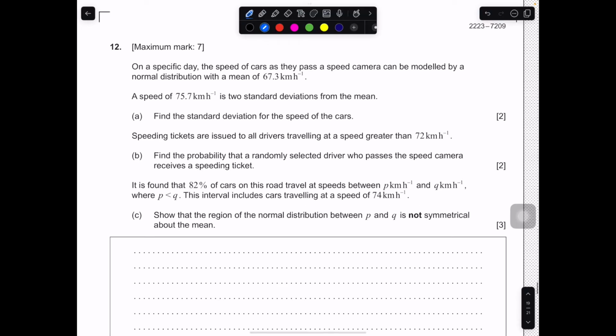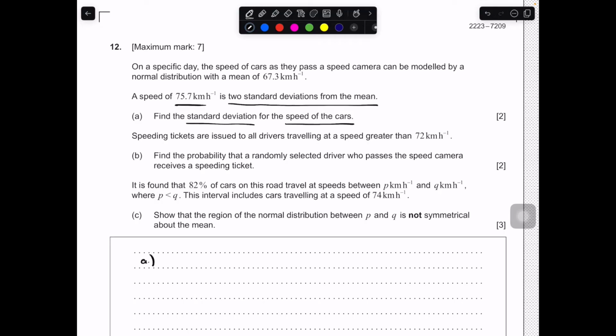Okay, let's see. On a specific day, the speed of cars as they pass a speed camera can be modeled by a normal distribution with a mean of 67.3 kilometers an hour. A speed of 75.7 kilometers an hour is 2 standard deviations from the mean. Find the standard deviation for the speed of the cars. So this is actually quite a generous question for 2 marks.